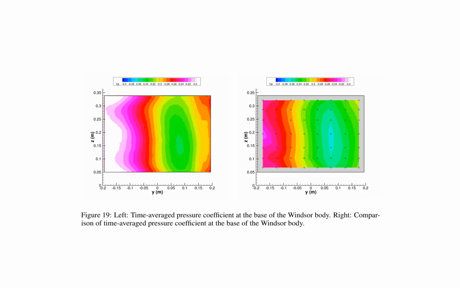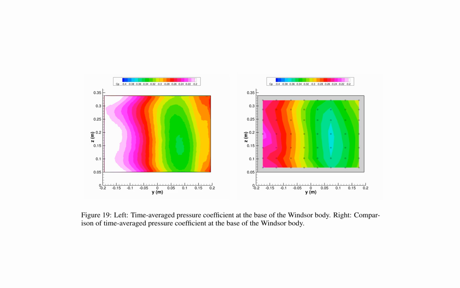Figure 19 presents a comparison of the time average pressure coefficient at the base of the Windsor body, juxtaposing computational fluid dynamics, CFD, results with experimental data. The left subplot displays the time average pressure coefficient, while the right subplot contrasts CFD results with experimental data, demonstrating the accuracy of the CFD model in capturing the pressure distribution.